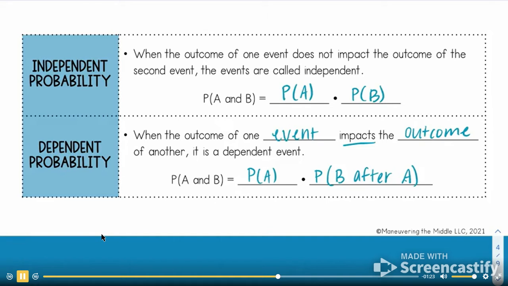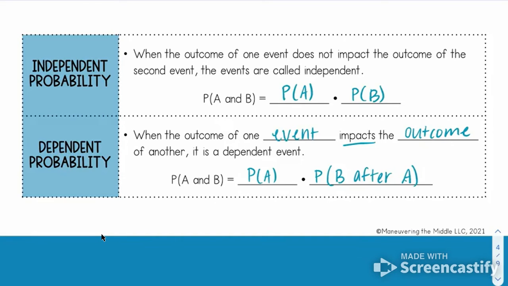So as you saw in that introduction, the probability of selecting the co-captain would change after they had selected the captain because there would be 1 less total player.